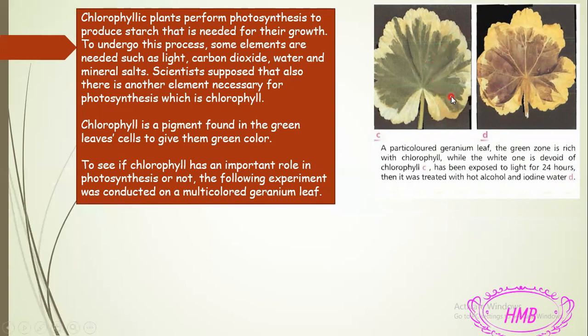So this time we used a multicolored geranium leaf. In the middle, I have the green zone or green part, and at the edge, I have the white part, which is not green. In the parti-colored geranium leaf, the green zone is rich with chlorophyll, because when I have green color, that means inside the leaf cells, I have chlorophyll. So here I have green color, so I have a lot of chlorophyll here, while the zone that is white is not green, so it does not have chlorophyll.